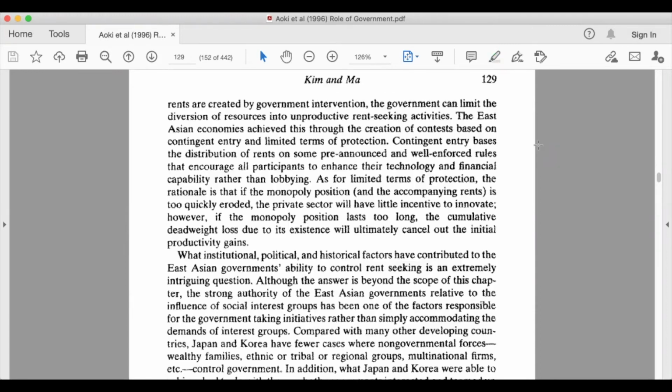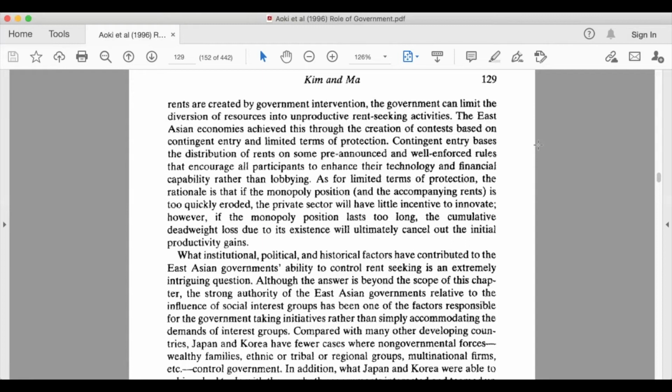Why? When rents are created by government intervention, the government can limit the diversion of resources into unproductive rent-seeking activities. The East Asian economies achieved this through the creation of contests based on contingent entry and limited terms of protection. Contingent entry bases the distribution of rents on some pre-announced and well-enforced rules that encourage all participants to enhance their technology and financial capability rather than lobbying.